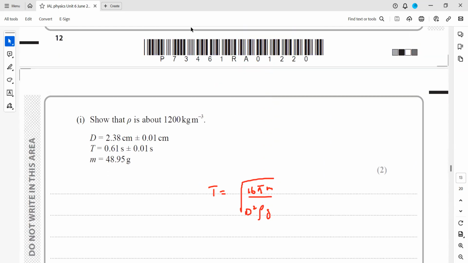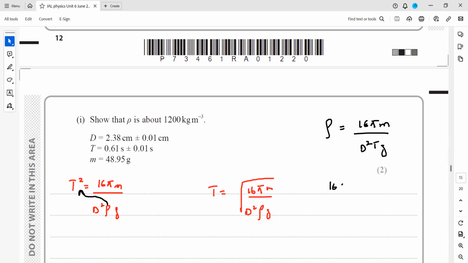So what you have to do is square the equation on both sides. So this will become T square equals 16 pi m over d square rho g, because squaring both sides will remove the root. Now we need the density, so density is our subject, and density will be in the numerator. So the density will be equal to 16 pi m divided by d square T g. Then you just have to substitute the values.